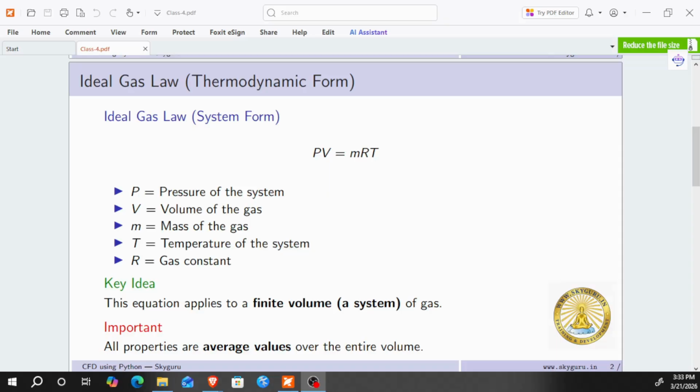So here the key idea is that the equation applies to the finite volume of a gas, or we can say a system. For example, we can say there is a gas contained inside a box, or gas in a container, and all the properties are the same in that container, so we can apply this form of equation. Hence this form of equation takes average values over the entire volume.